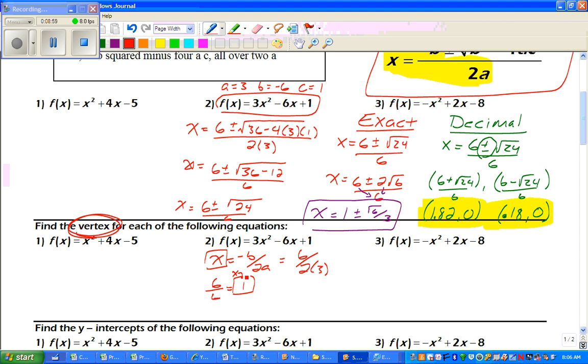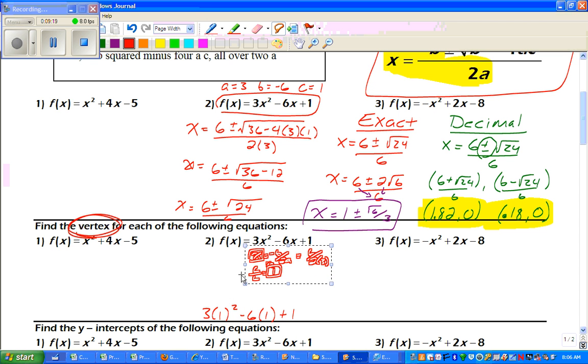Well, anytime they tell you x, how can you find y? You plug it back in. So you're going to plug in 1 into that original equation up here. Okay, so 3 times 1 squared minus 6 times 1 plus 1. Make some more space. Alright, I'll address that in a second.